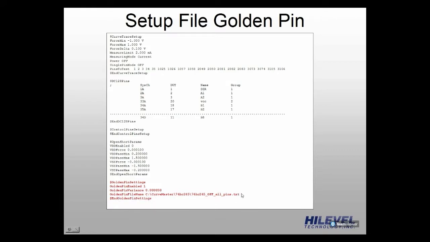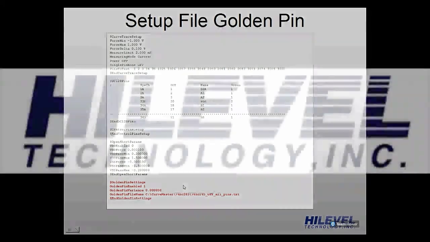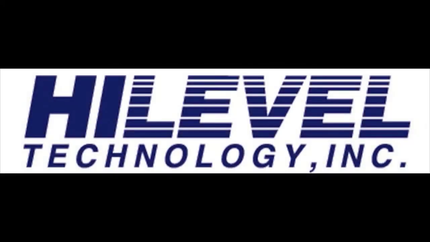If you don't want to use Golden Pin, you can disable it in the setup file by changing this 1 to a 0. Or you can uncheck the Enable box in the software and save the setup file again. This concludes the Golden Pin File video.